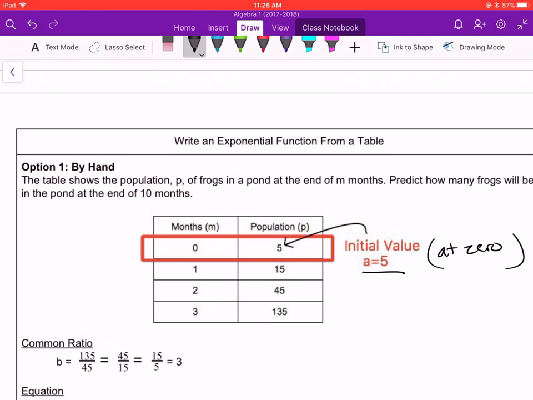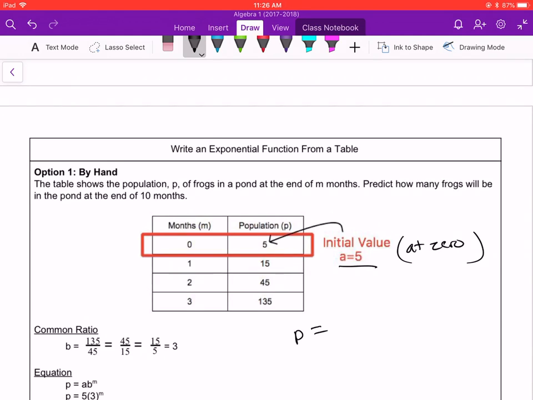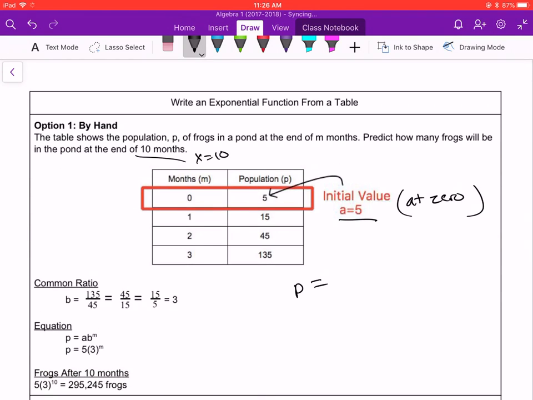So right here, it says the table shows the population P of frogs. All right, so we're going to try to find out P. Predict how many frogs will be in the pond at the end of 10 months. So we have to figure out what it would be at 10 months, right? We have a table, but it doesn't quite go to 10, right? So write an equation, and we'll plug in 10. We'll plug in X for 10. So A, we know your initial value, right? The initial value here is 5, because at 0 it says 5, okay?